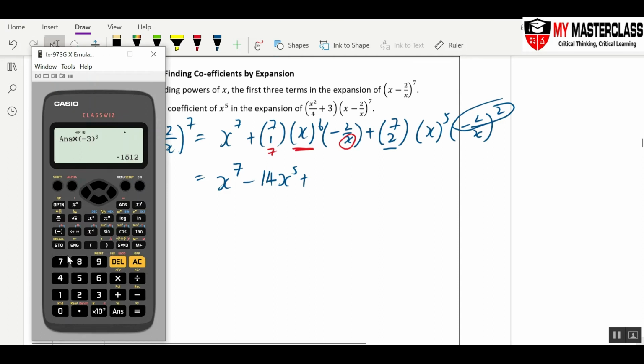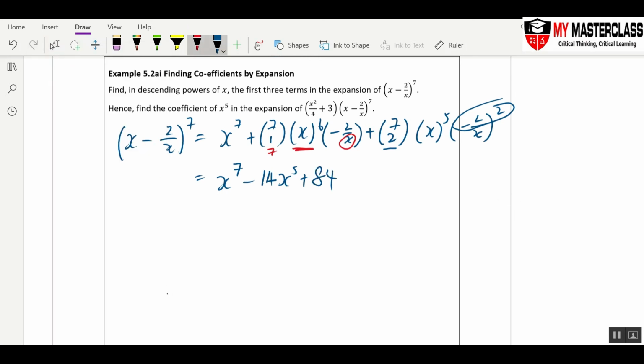So use your calculator, 7 choose 2, multiply by negative 2 squared. If you follow what I do, you will not go wrong. Plus 84. For this one, x to the power of 5 divided by x squared, that would be x to the power of 3. So there's a plus dot dot dot here. These are your first 3 terms.